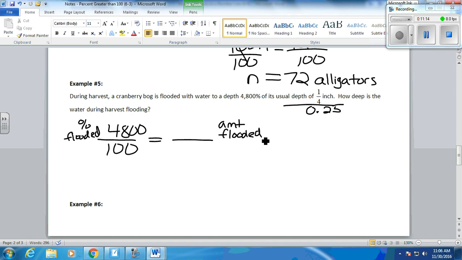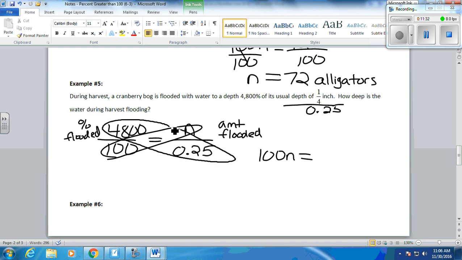I don't know how much it is usually being flooded, I don't know how much it's being flooded to, so I'm looking for the part again. And the depth is the original amount, so I'm going to put 25 hundredths. So I cross multiply again. So I'm going to have 100 times n equals 4,800 times 25 hundredths. Again, you are allowed to use a calculator, so I will get 1,200. Divide both sides by 100. And I will get 12, and it's 12 inches.